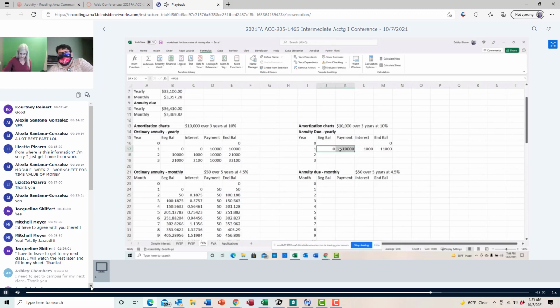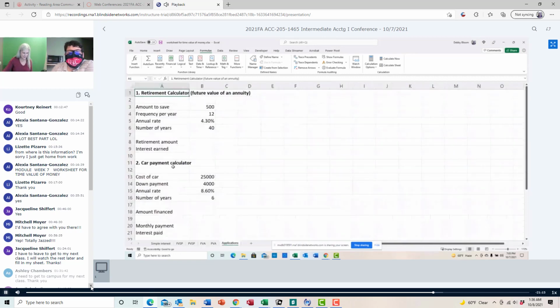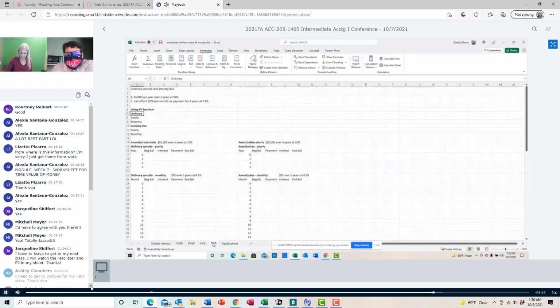Then fill handle, fill handle, fill handle, oops, fill handle, and notice I come to the same 36. I just went quickly over that, okay? Please see it in the recording or stay after class, because I really want to get to present value of an annuity, and I'm going to cross my fingers that I can get to applications because I have a car payment calculator over here. So let's get to the last problem, present value of an annuity.